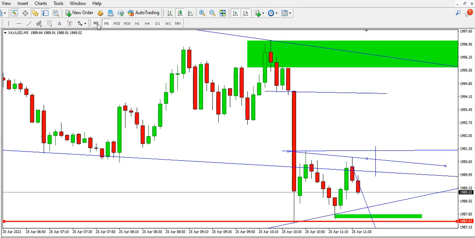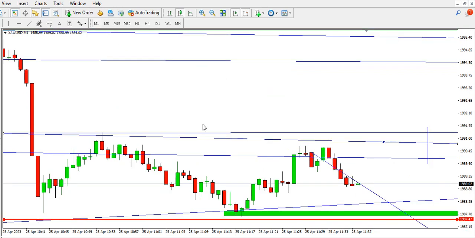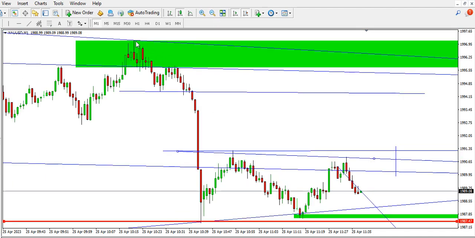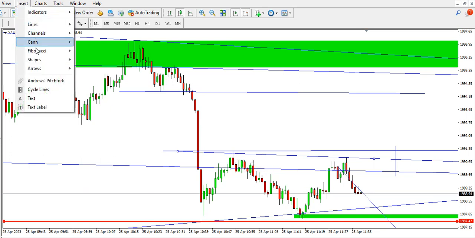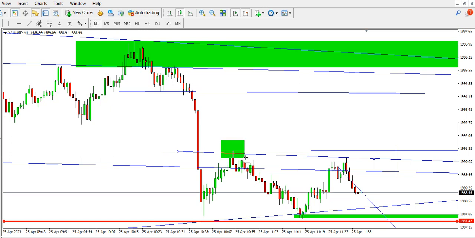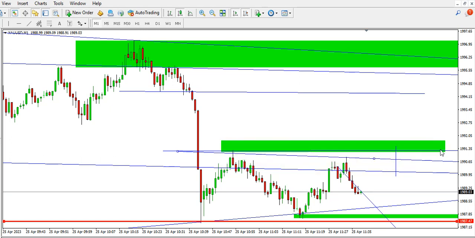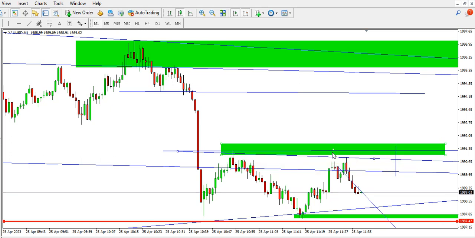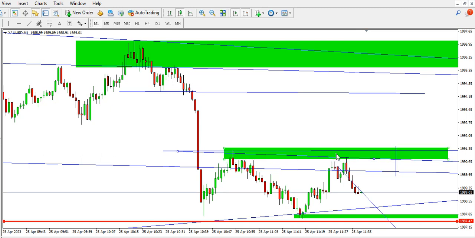Okay, let's look at the 1 minute time frame. On the 1 minute time frame, we can see what price is doing. Like a waterfall here, but the buyers stepped in and they got stuck around this point. So this point is going to be our resistance on the 1 minute time frame.